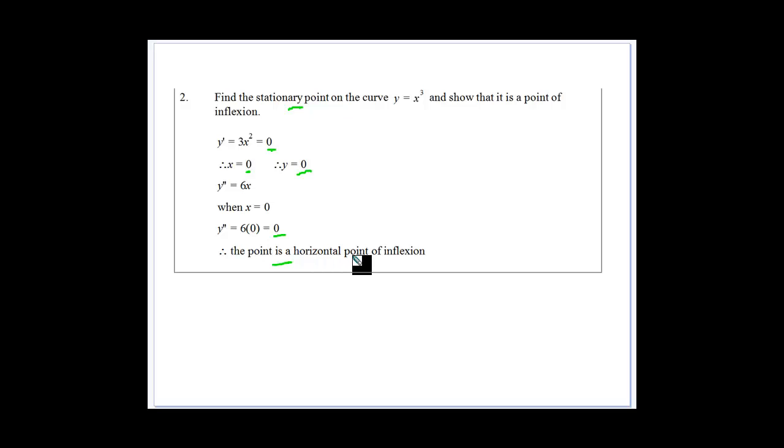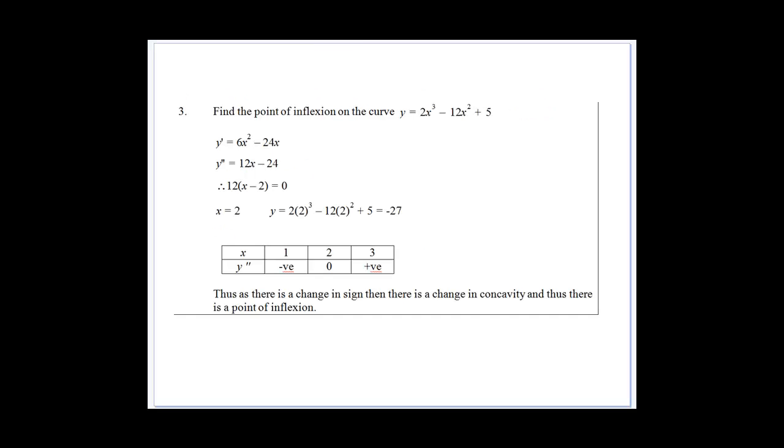So it's actually what we call a horizontal point of inflection. That's when we have a stationary point and it's also a point of inflection. So the gradient stays the same on both sides. It's rising, 0, rising again, but it also changes concavity as well. So this time, a point of inflection on the curve here.